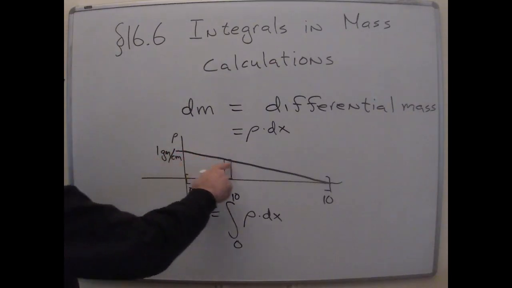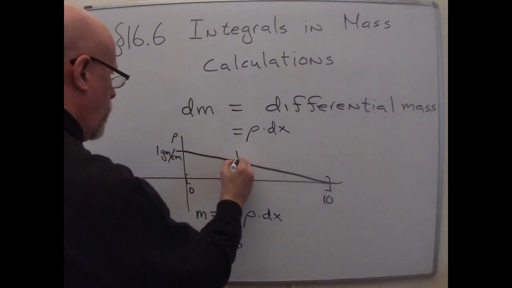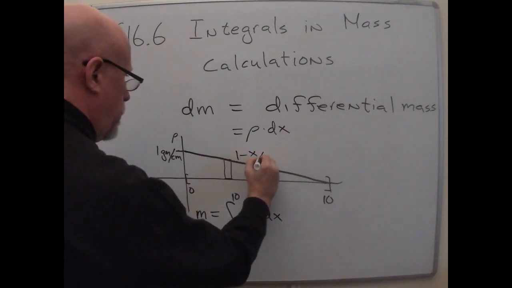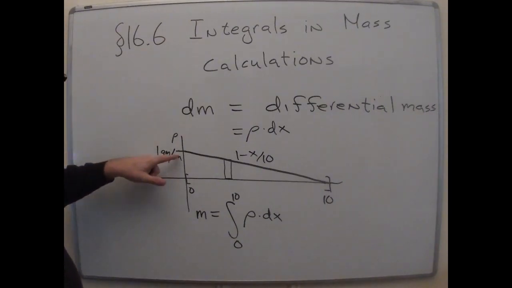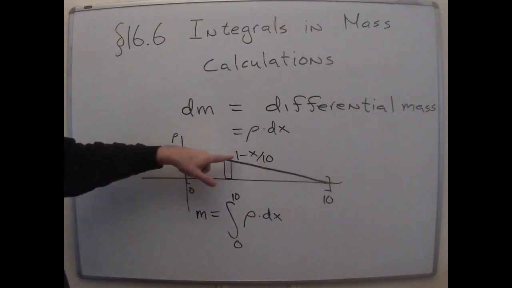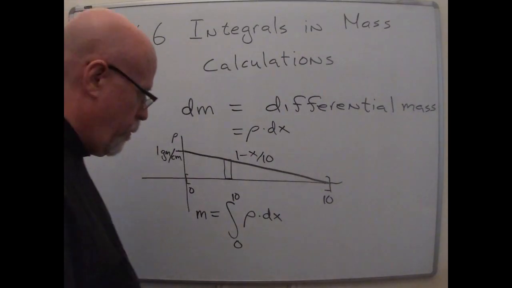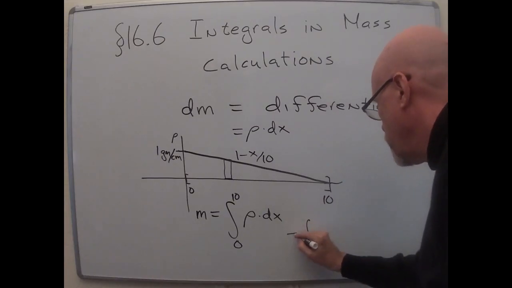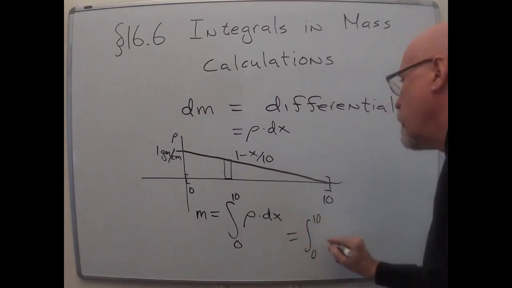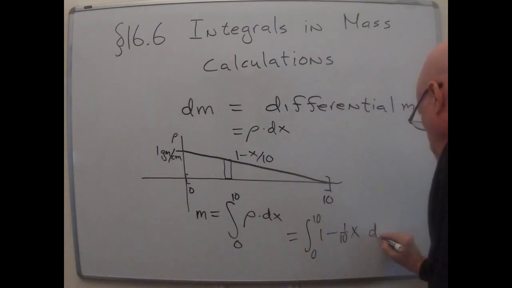Then what is this function rho? It's actually going to be 1 minus x over 10. It's a line, right? The y-intercept is 1 and the slope is minus 1/10. So for our actual calculation of the mass here, we would have the integral from 0 to 10 of 1 minus 1/10 x, dx.